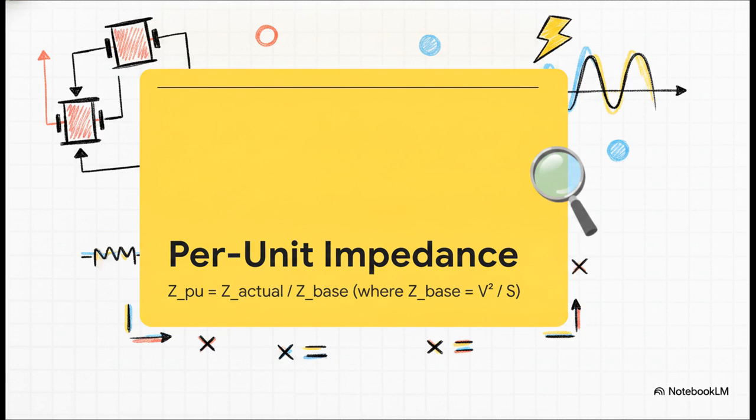To find your per-unit impedance, you just divide your actual impedance in ohms by a base impedance. And you get that base impedance simply by taking the nameplate voltage squared and dividing it by the rated apparent power, or the S value in VA.